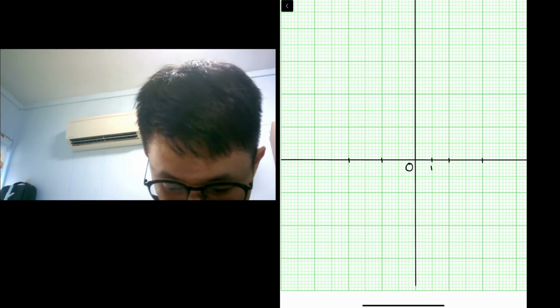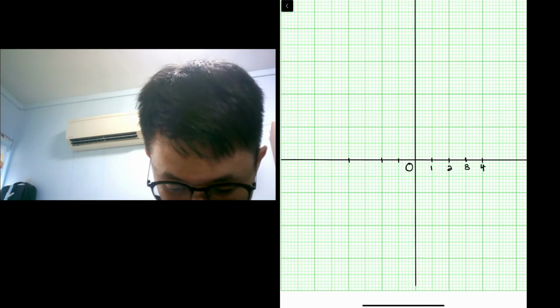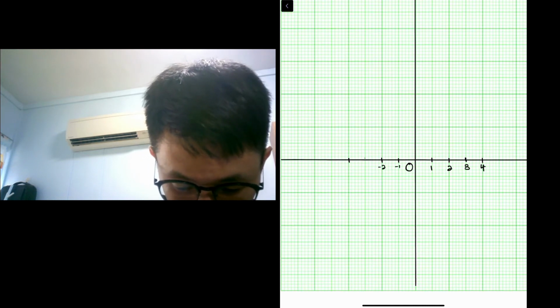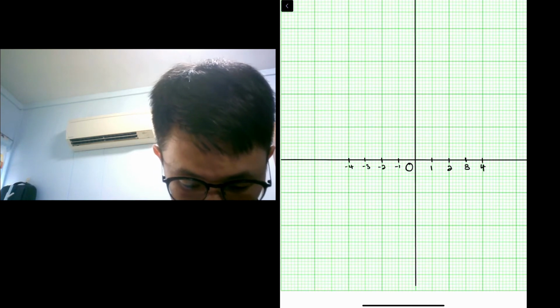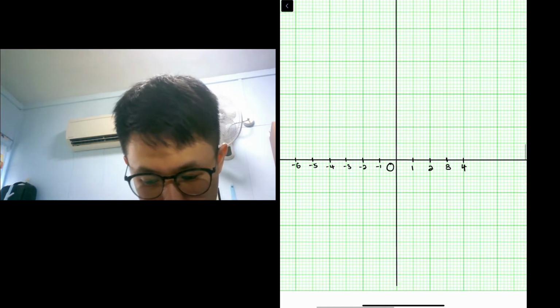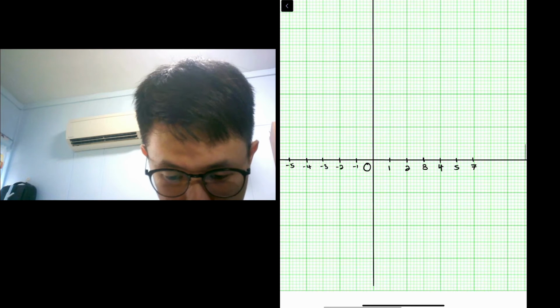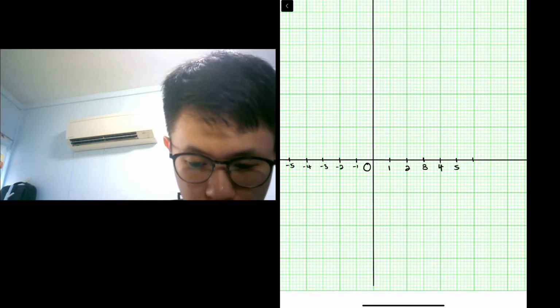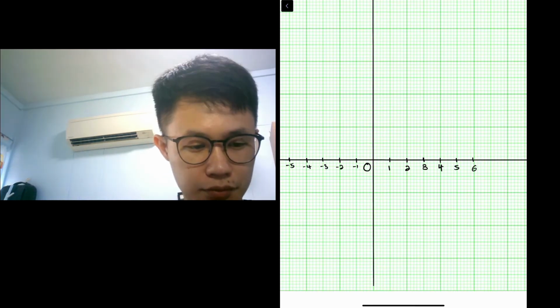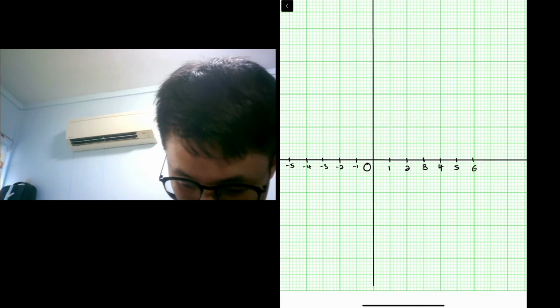So 1, 2, 3, 4. This is negative 1, negative 2, negative 3, negative 4. Just do about negative 5, negative 6. In this case, just do quite simple things. Simple values would be great. Oh, this is not 7. See, I counted wrong. It should be 6. So if this is supposed to be 6, then we have 7.